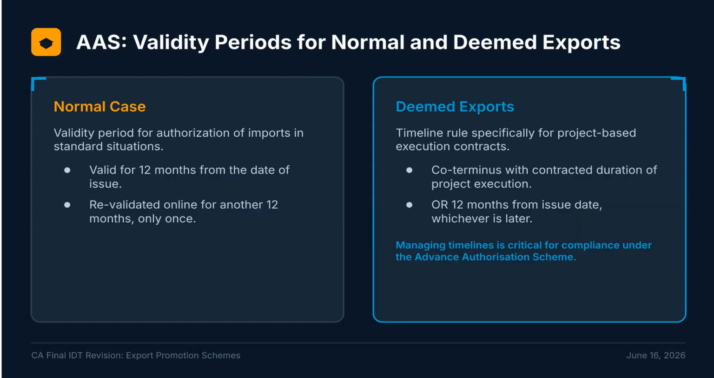Here, validity continues either for the contracted duration of the project execution or for 12 months from the date of issue, whichever is later. A simple memory trick is normal AAS equals 12 plus 12, while deemed exports follow the project timeline if it extends beyond the standard period.